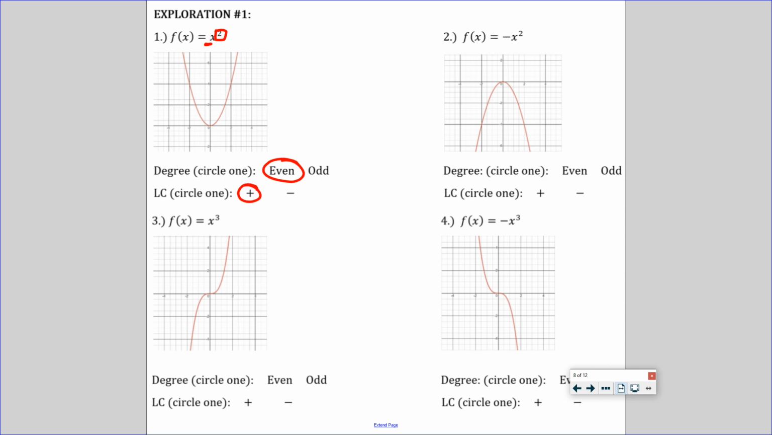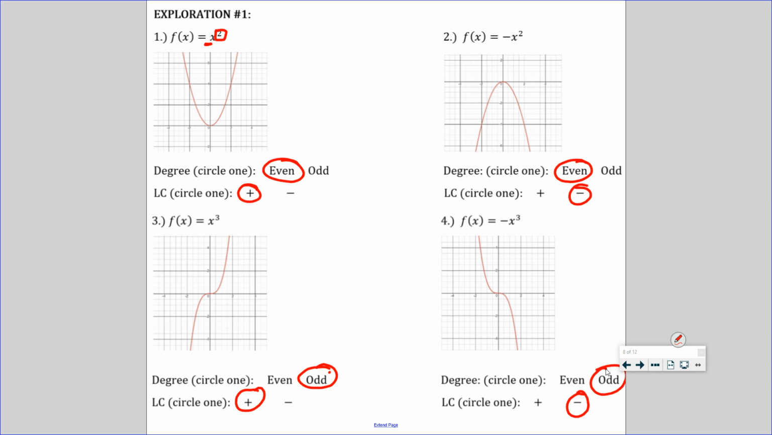Oh, I think this one's 57. That's the next one. Good job. 57. Okay, number 2, degree, even or odd? Even. LC, positive or negative? Negative. Here's what a cubic looks like. Degree, even or odd? Odd. LC? Positive. Odd, negative.